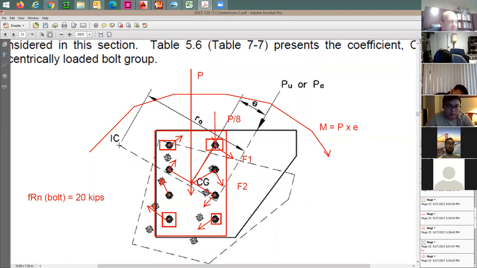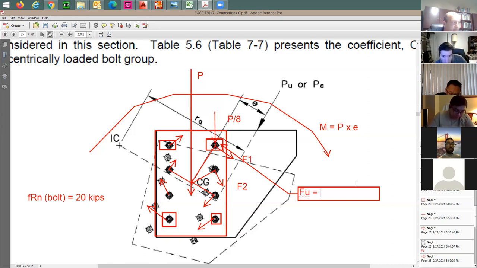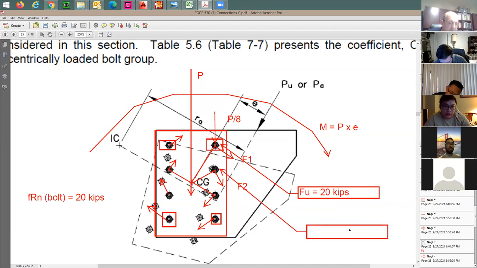The resultant force on the first bolt, which means final P sub U, I'm going to call it F sub U here, is equal to a demand of, let's say, exactly 20 kips. The resultant force on the second bolt, just throwing a number there, F sub U on this bolt is 18 kips. So this here is going to be 20, this is 18, 18, 20, 20, 18, 18, 20.